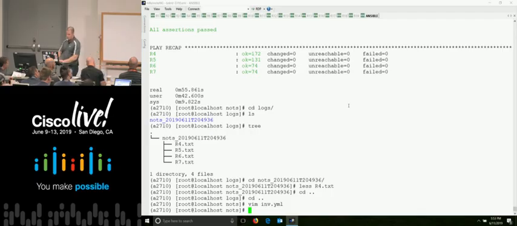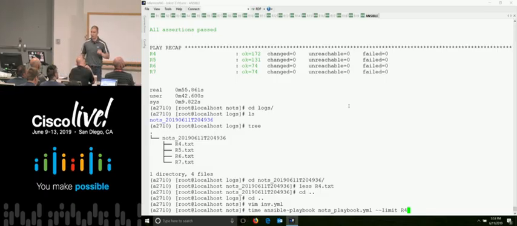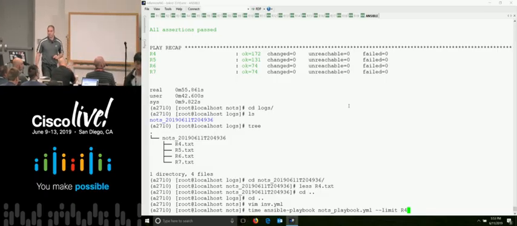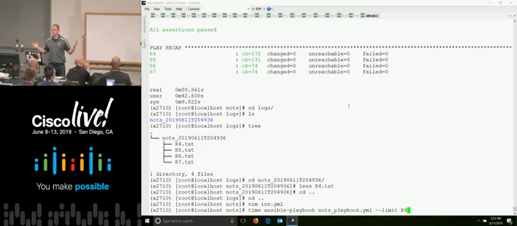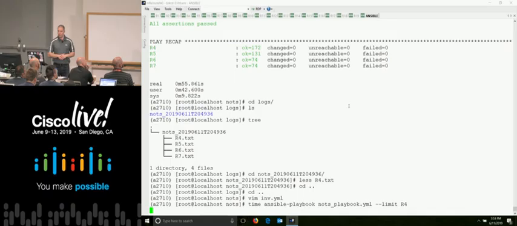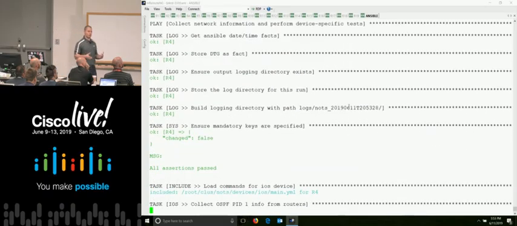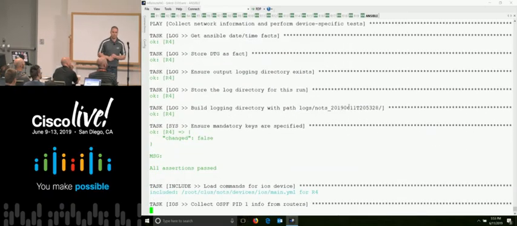So I'm going to do a little bit different approach. I'm going to use this limit option, and I only want to run the tool on a subset of routers. I only want to run it on R4. Now, in real life, you just run it everywhere because you wouldn't care, but I just want to show you what happens when there's a known problem. And I want to show you the error message that comes out of it.